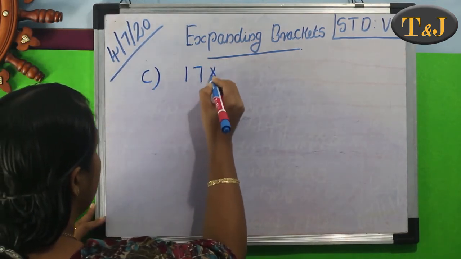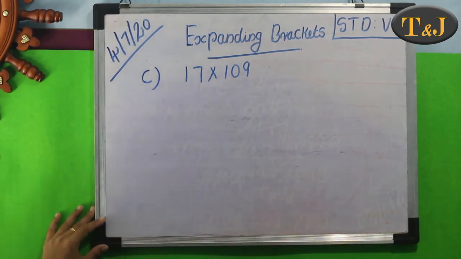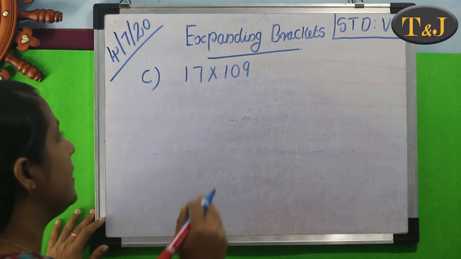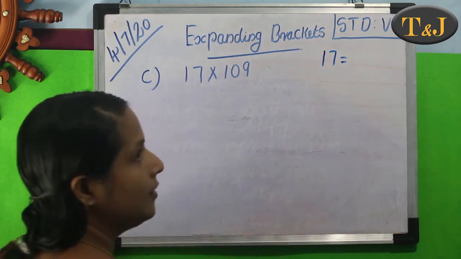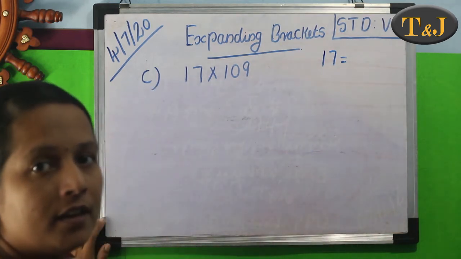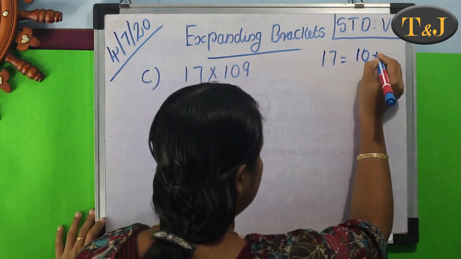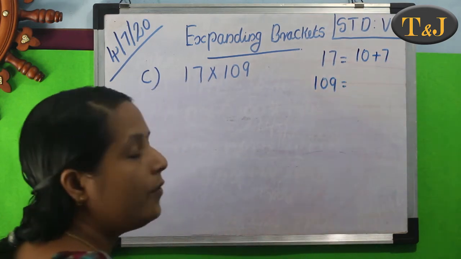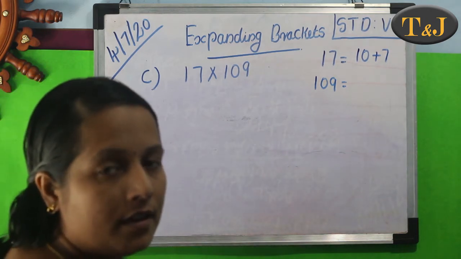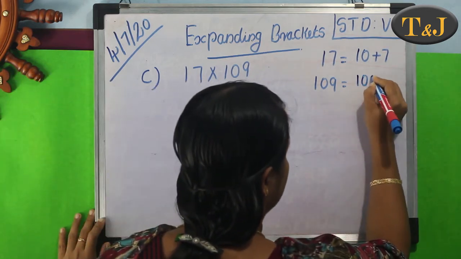17 multiply 109. Here we given the numbers are 17 and 109. So here we want splitting both two numbers, that is 17 and 109. We know that 17. How we can splitting 17? Yes, 17 equal 10 plus 7. Then write 10 plus 7. Then next our number is 109. Okay, how we can splitting 109? Yes, 109 equal 100 plus 9. Then write 100 plus 9.